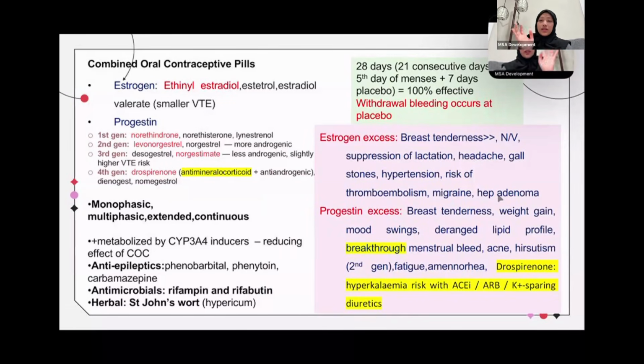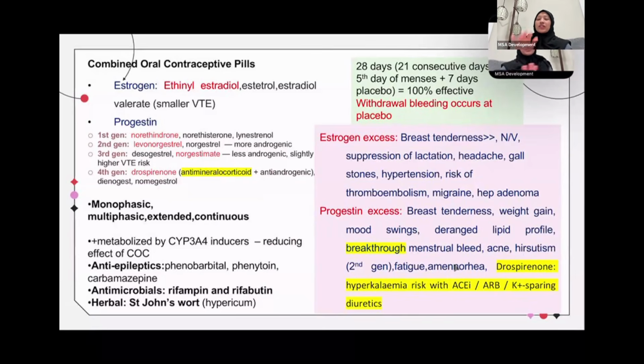So adenoma is a benign tumor in the liver. Progesterone is breast tenderness. Again, remember all the symptoms. I'm not going to go over the similar symptoms, but lipid profile can be changed. They can have acne, hirsutism, especially because they are more androgenic, the second generation. So levonorgestrel can have these effects.